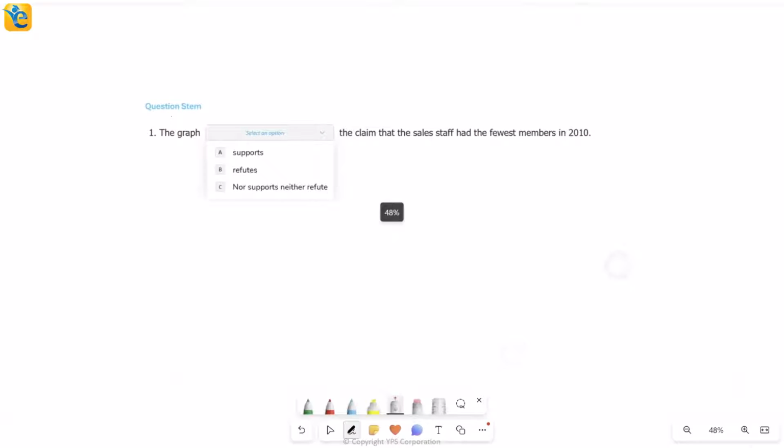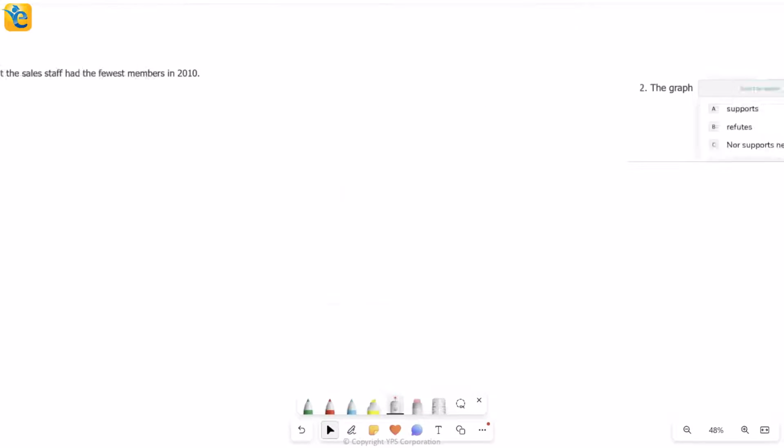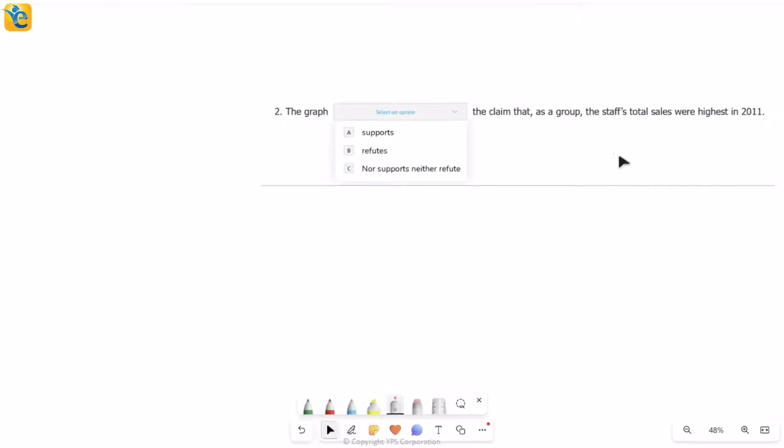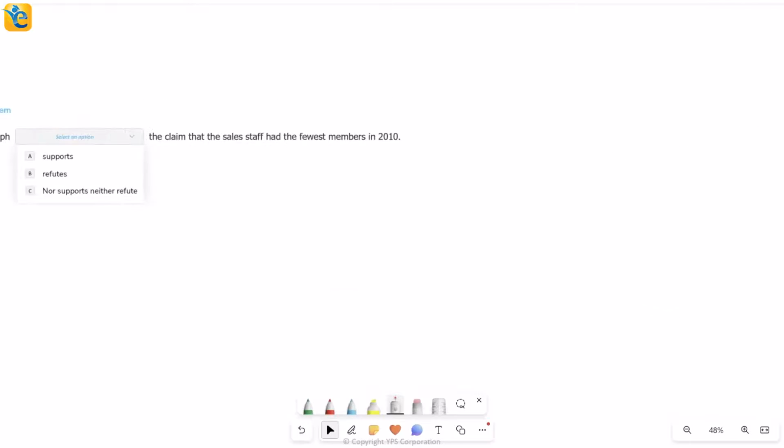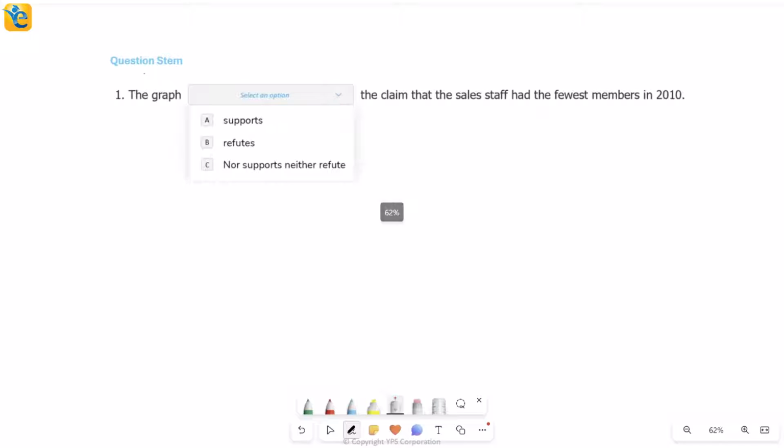Now, let's get back to the question at hand. There are two statements here that you have to fill in. And if you look at both of the statements, they have the same choices. So it's important that we understand what these choices are, how to really understand them. So read it. It says the graph supports, refutes, or neither supports nor refutes, the claim. The graph does something for the claim that... Then they tell you which claim I'm talking about.